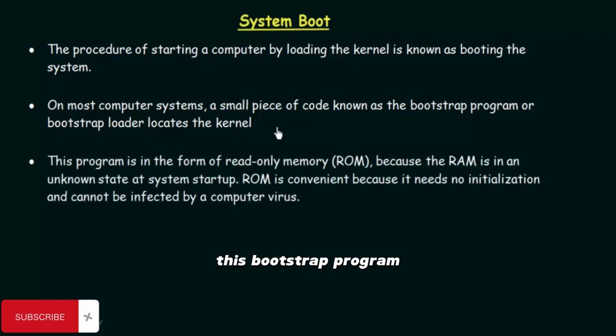Now this Bootstrap program, or this Bootstrap loader, is in the form of read-only memory or ROM, because the RAM is in an unknown state at system startup. ROM is convenient because it needs no initialization and cannot be infected by a computer virus. So this line tells us where the Bootstrap program or the Bootstrap loader resides in your computer system. So it is in the form of read-only memory. I've already discussed this in types of memory. We have read-only memory, which is ROM, and random access memory, which is RAM.